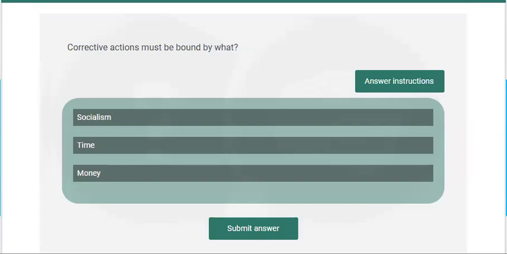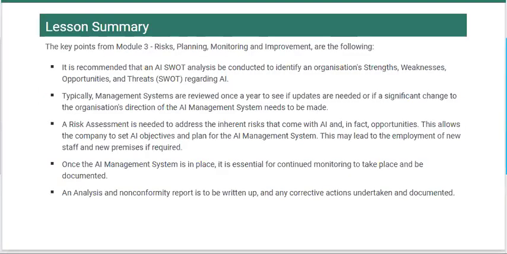Lesson summary. The key points from Module 3, Risks, Planning, Monitoring and Improvement, are the following. It is recommended that an AI SWOT analysis be conducted to identify an organization's strengths, weaknesses, opportunities, and threats, SWOT, regarding AI. Typically, management systems are reviewed once a year to see if updates are needed or if a significant change to the organization's direction of the AI management system needs to be made.